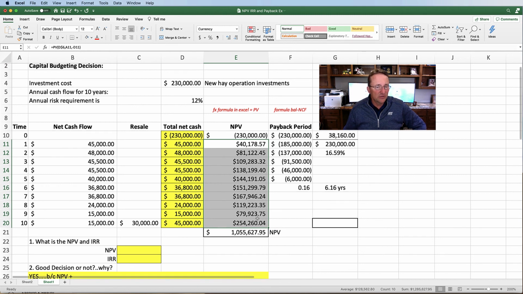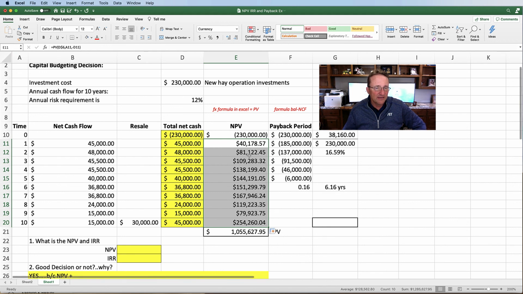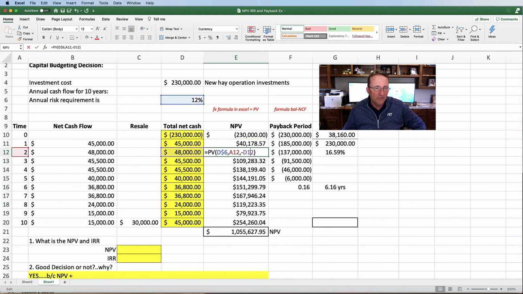All right, so let's go through these and see what's going on here. I did something wrong. If I do this, that's 45,000 across 2 years, and that 48,000, that's really discounting that. And it says 81. What am I doing here? It is present value. That's the rate, still 12%. That's 2 years.